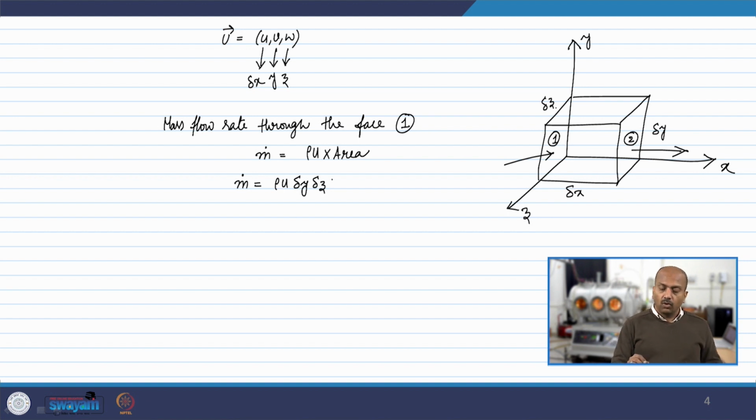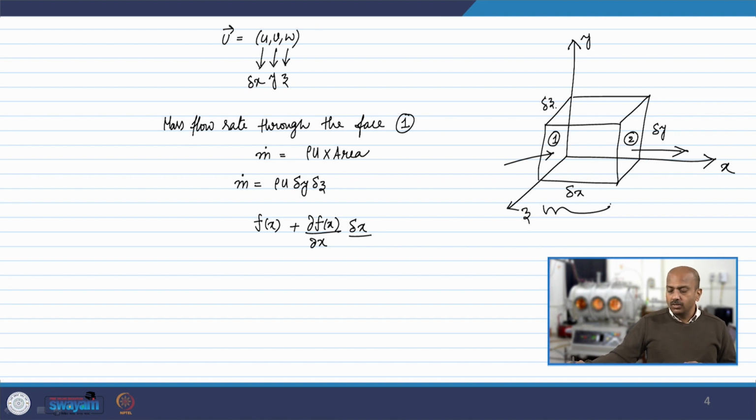So, with respect to this quantity, how do you write the mass flow rate through the face number 2? That is simple. Let us say you know the value of a function at a point along the axis as f(x), and you are asked to find the function's value at a later point on the same axis. Then you take a gradient, that will be dou f by dou x, and multiply it with the increment of the distance that you have travelled. Similarly, this is the distance that you are referring to, because the face 2 is situated at delta x away from this point.